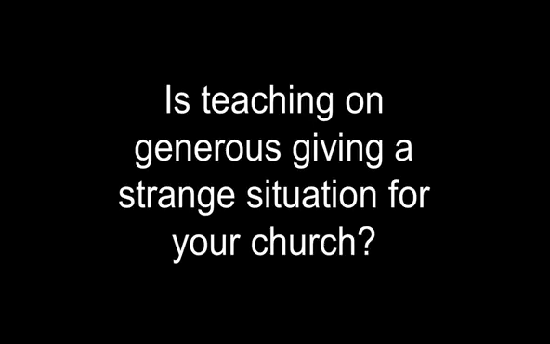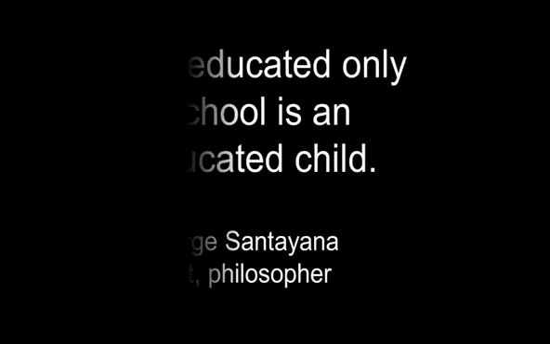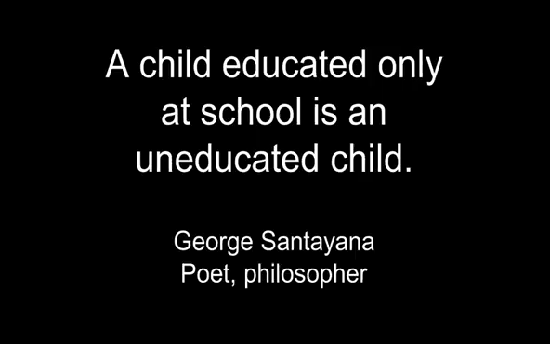And if we are, then it's probably because it's not normal. At Generis, we talk about normalizing the conversation as it pertains to generosity. We want that to be a normal situation in churches, not a strange situation in churches. And the best way to do it is to talk about it, have a strategy, and teach. Teach, teach, teach. A child educated at school, only at school, is an uneducated child.